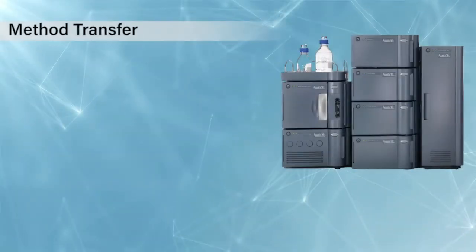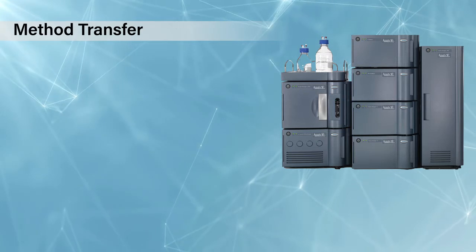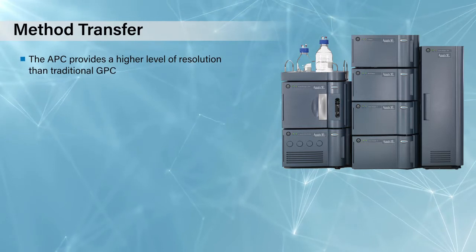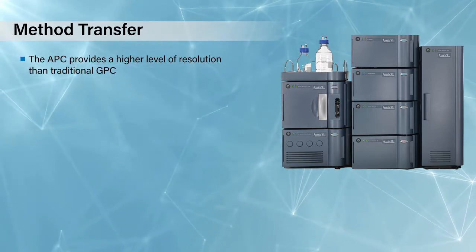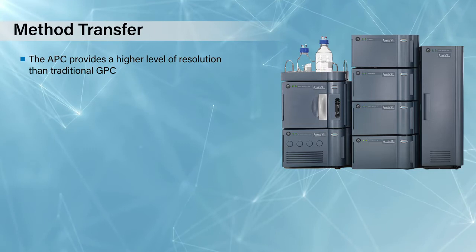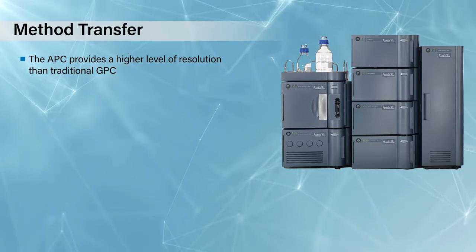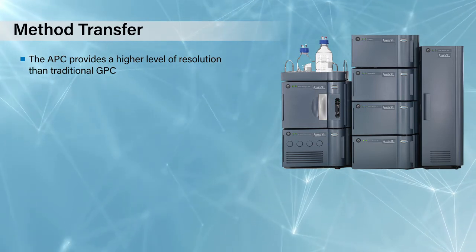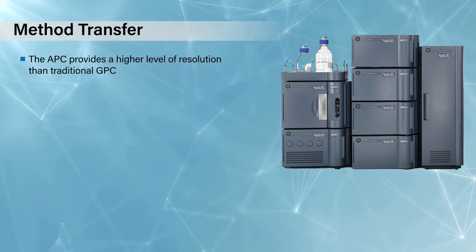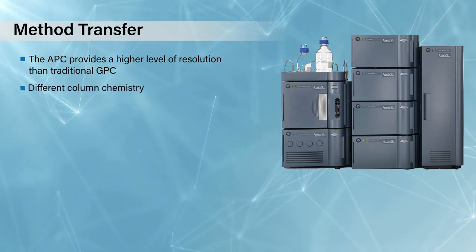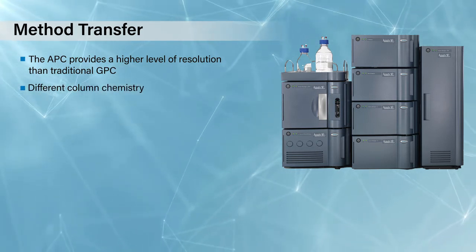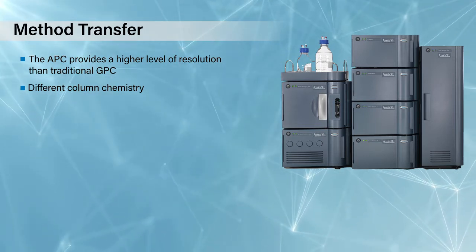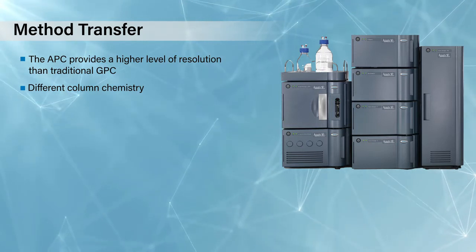So when we're talking about method development, we also have to talk about method transfer. The APC is going to give a higher level of resolution compared to traditional GPC, traditional size exclusion chromatography. So you're not always going to get the same answers, because we're going to give you more information on your polymer distribution compared to what you may have been used to. We've also got a different column chemistry, and this again could lead to slightly, subtly different results from traditional polymeric columns compared to the APC column technology.